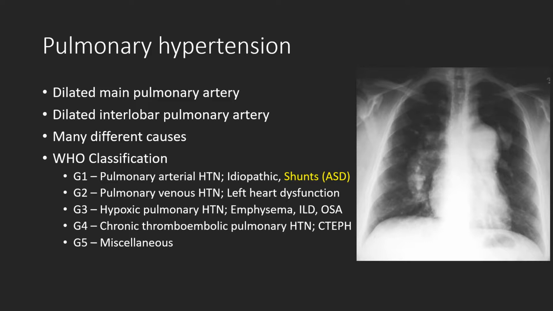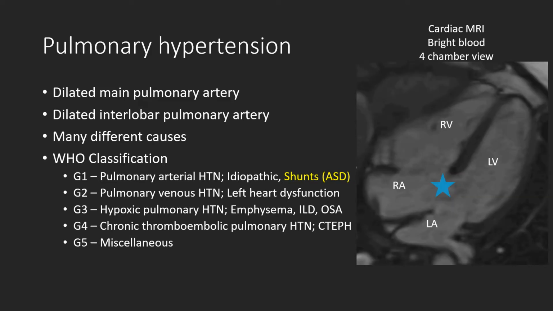This is a case of an atrial septal defect, also known as an ASD. Here's the corresponding cardiac MRI, which is an excellent test to look for cardiac shunt detection. This is a bright blood sequence, 4-chamber view of the heart. Note the right ventricle, right atrium, and left ventricle. Also notice the big hole in the heart, reflecting the atrial septal defect, which allows communication with the left atrium and right atrium.